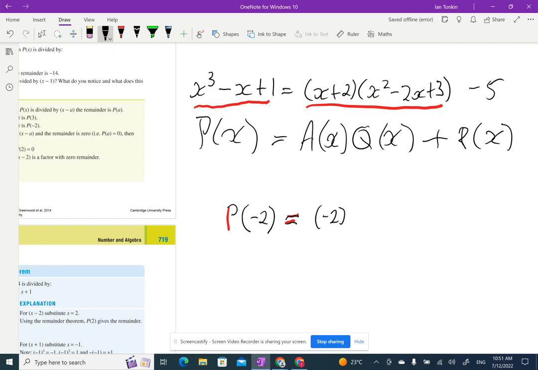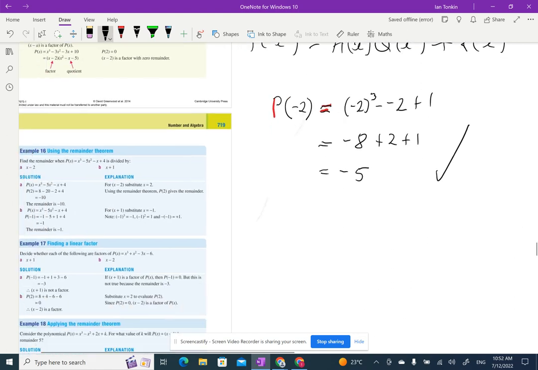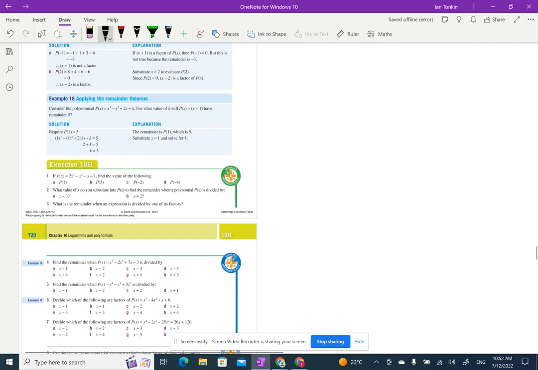So negative 2 cubed minus, minus negative 2, plus 1. Well, negative 2 cubed is negative 8. Minus minus plus 2 plus 1. And negative 8 plus 2 plus 1 is negative 5. So it worked. Now this is really cool because it allows us to find factors and remainders without doing the long division, which is really cool.